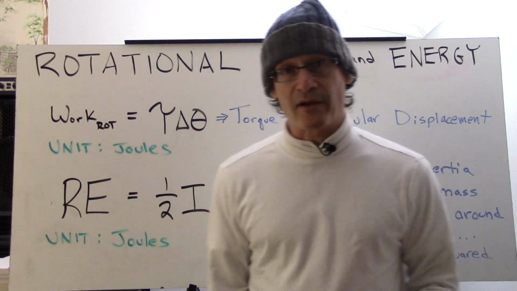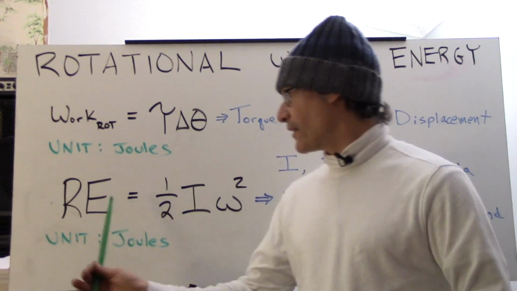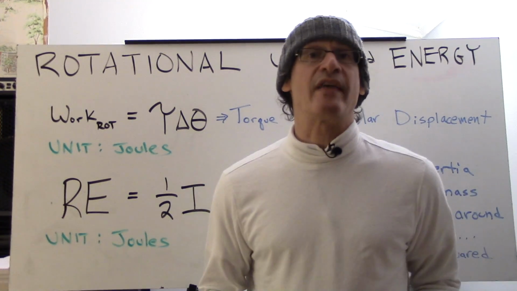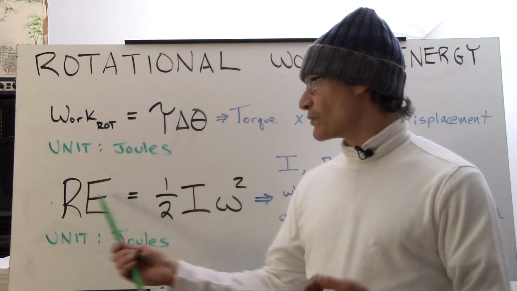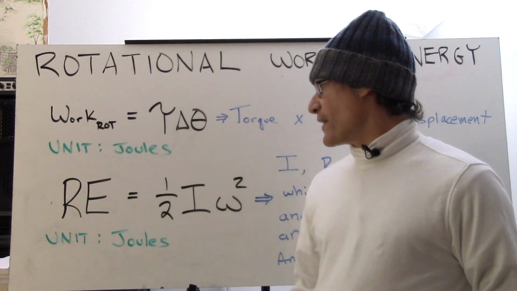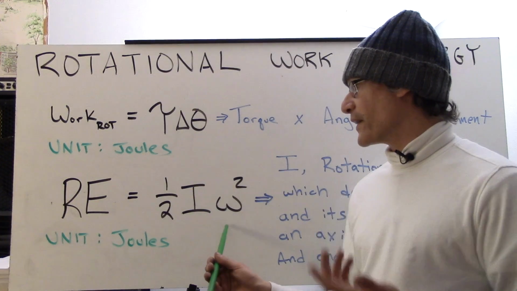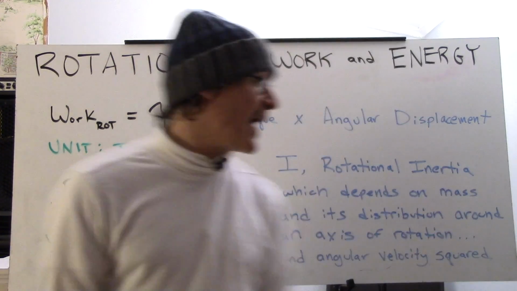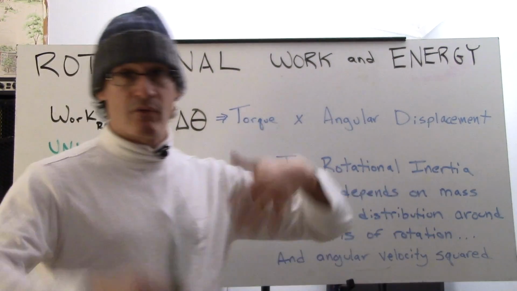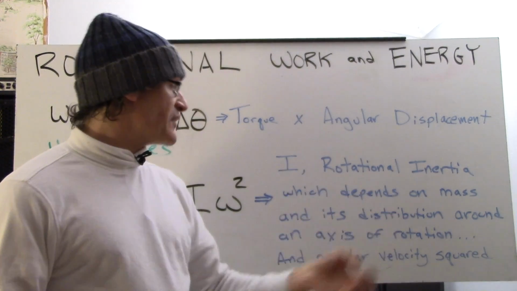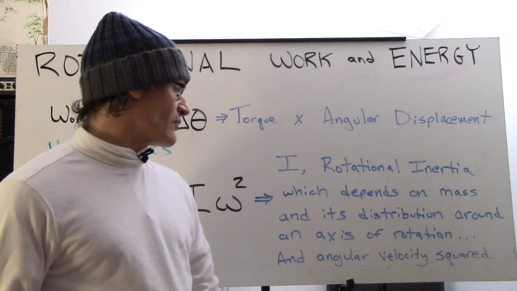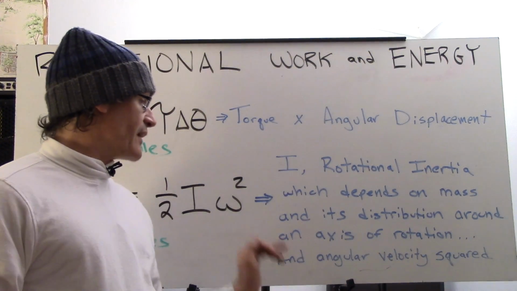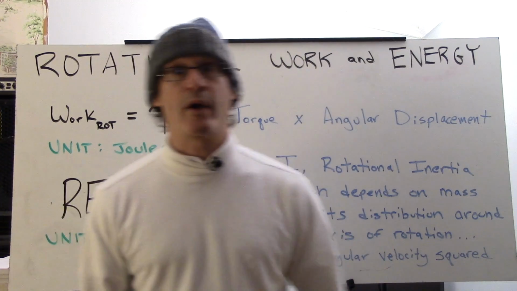What about rotational energy? You'll notice that the format of this relationship is similar to that of linear kinetic energy. So this rotational kinetic energy essentially is 1/2 I omega squared. The unit is also joules. As we remember, I is rotational inertia, and it depends on the mass and its distribution around an axis of rotation. It also depends on the angular velocity squared.